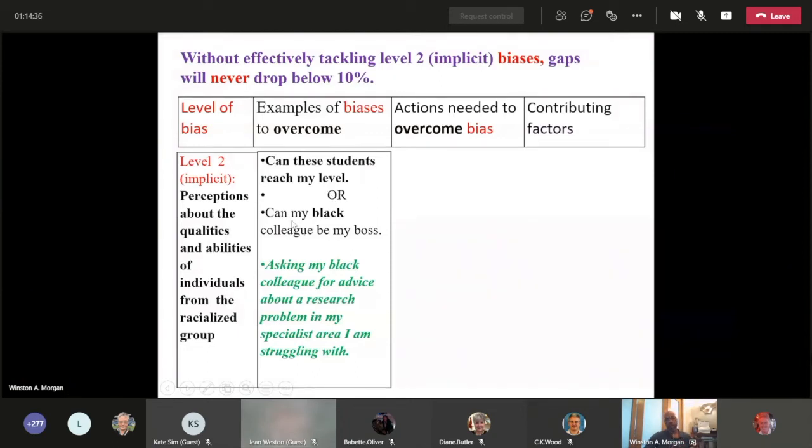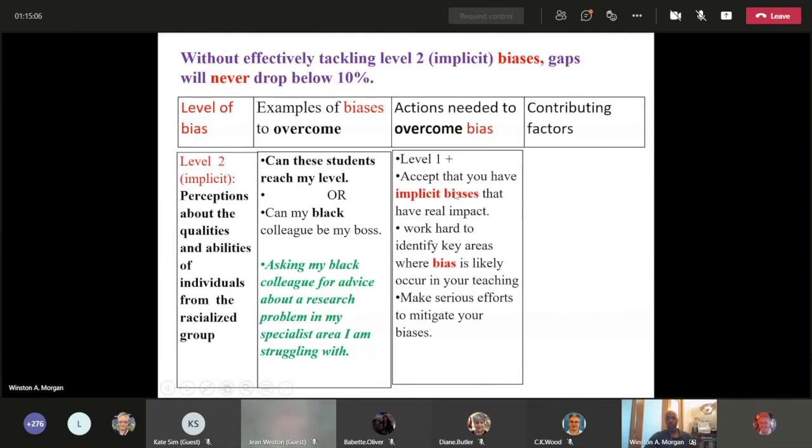And it's the same as, can my black colleague become my boss, okay? It's one thing to have a black colleague, but we now have to challenge ourselves in terms of, can my black colleague be my boss? That's a different thing altogether. Or even something like, as researchers, asking my black colleague for advice about a research problem in my specialist area I'm struggling with. Again, that's something that we find harder to do because of how we perceive our black colleagues or our black students.